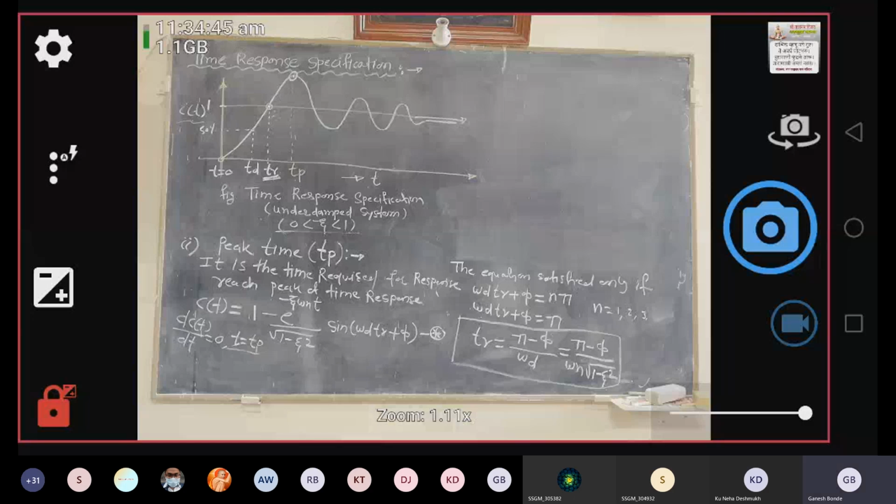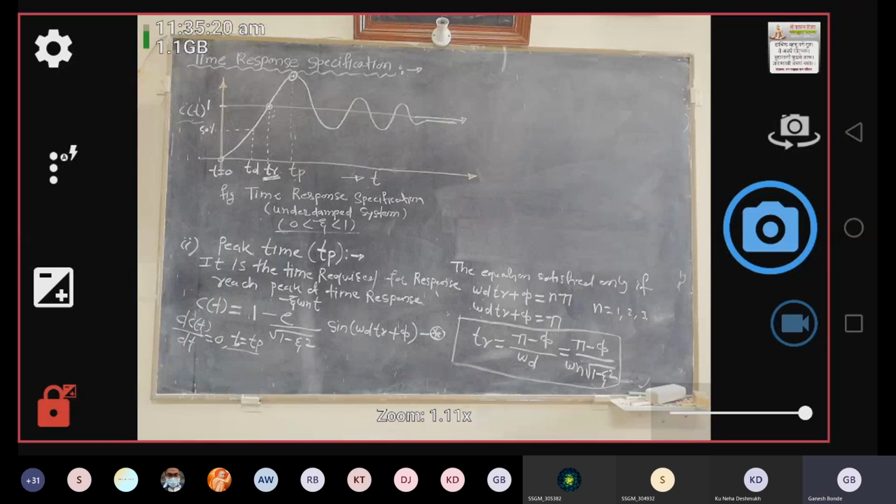Is it clear to everybody? There is nothing else in this. Okay, so with the help of this fact you can derive it. So at T is equal to TP, we are simply determining dC of T upon dT, which must be equal to 0. Then when it is equated to 0, we will get the value of T is equal to TP. Okay. So differentiate this C of T with respect to T and equate it to 0.